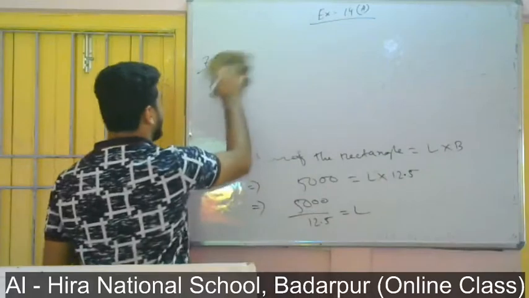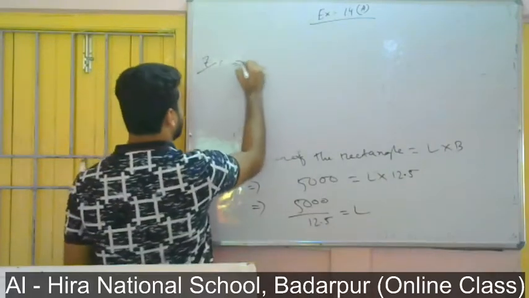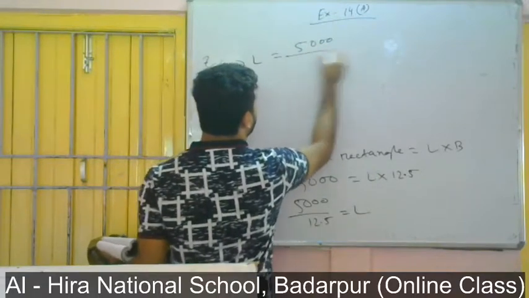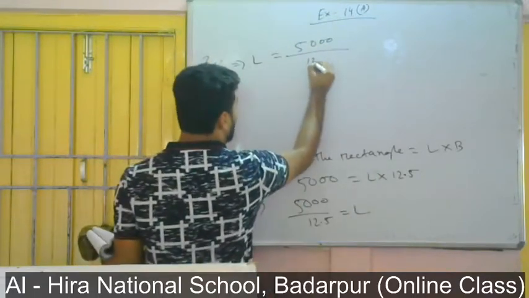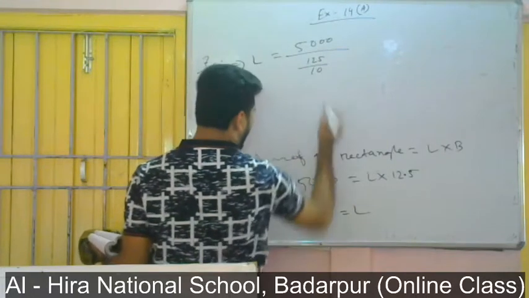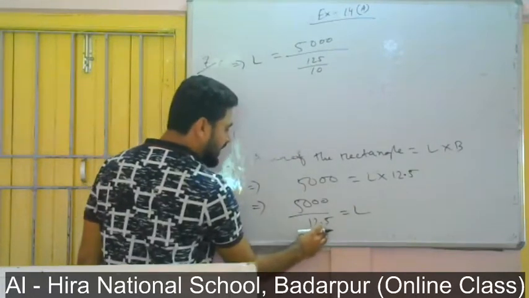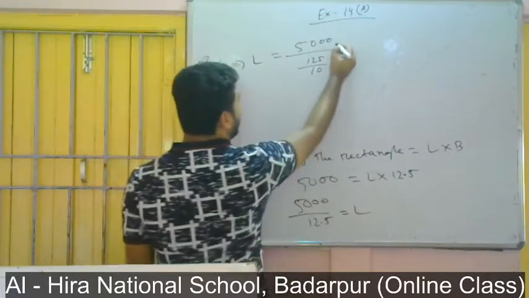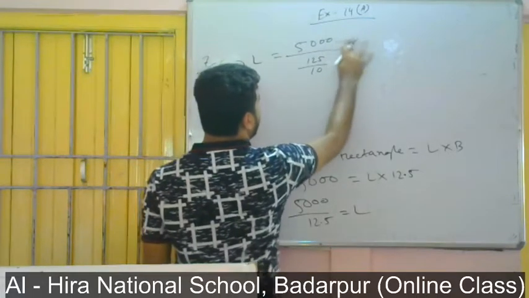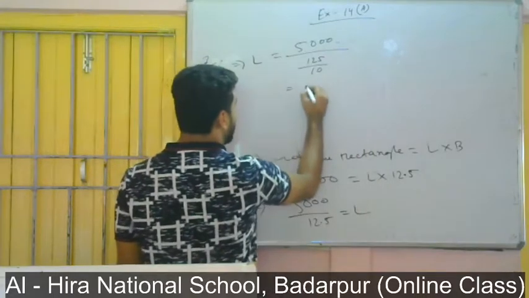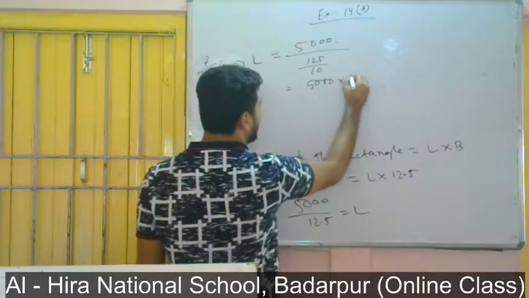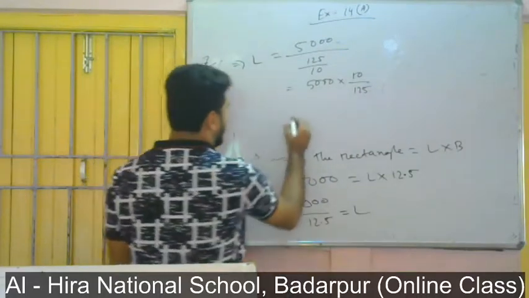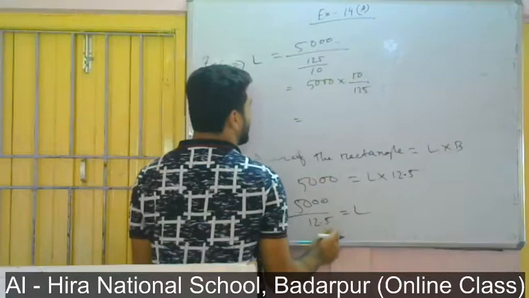First we have to remove the point, so I can write like this: L equals 5000 divided by 12.5, and because after the decimal one digit is there, we put 10. Or directly you can multiply by 10 also, no problem. So you can write 5000 into 10 by 125. Then if you cancel, what do you get?